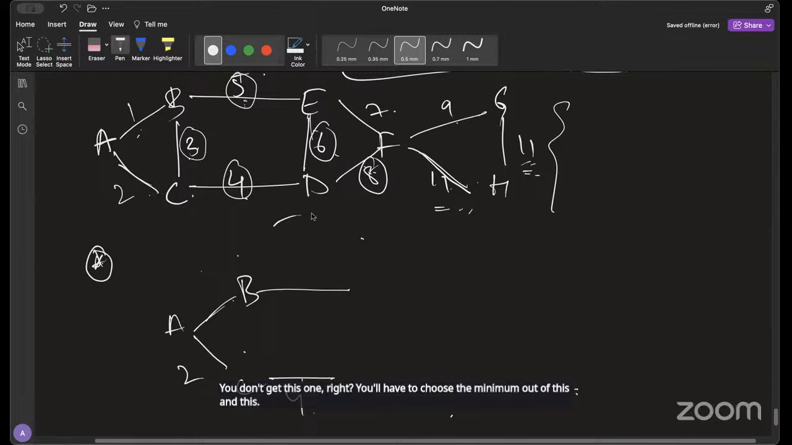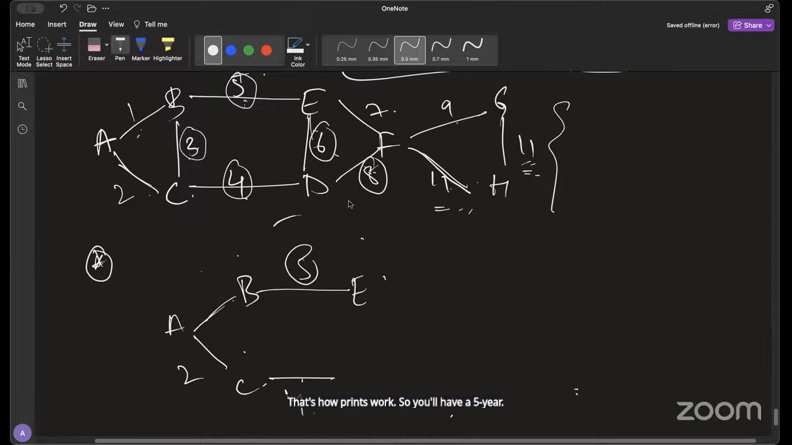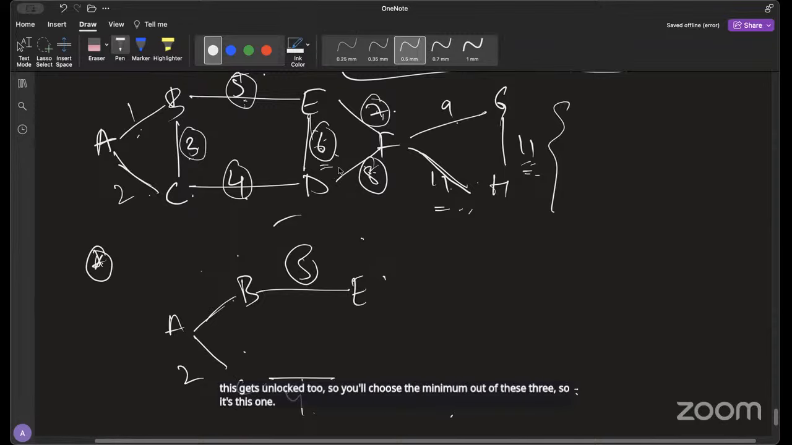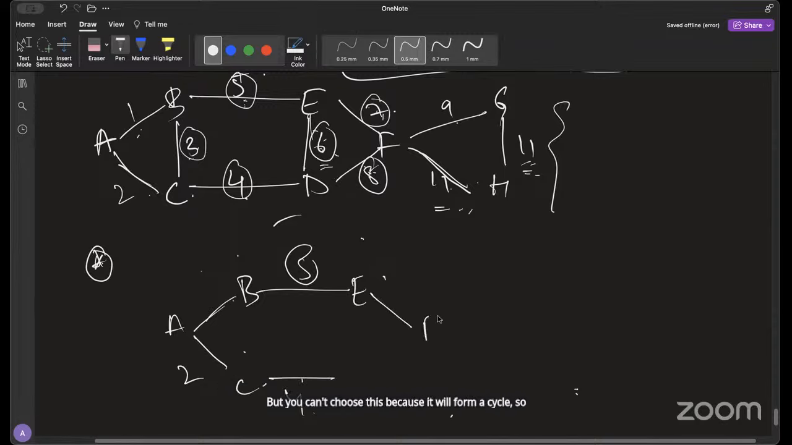Oh, okay, okay, yes. That's how Prim's works. So you'll have a 5 here, E. And then this gets unlocked too. So you'll choose the minimum out of these 3. So it's this one. But you can't choose this because it will form a cycle. So you'll have this. And then this gets unlocked, this gets unlocked. So out of these, you choose the minimum.